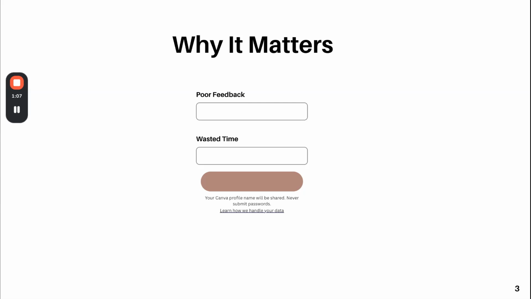So, why does this matter? Poorly designed assessments lead to poor quality feedback and wasted time for both students and faculty. If students don't clearly understand what's being asked, they may rush through or provide minimal responses. That limits our ability to make meaningful improvements.